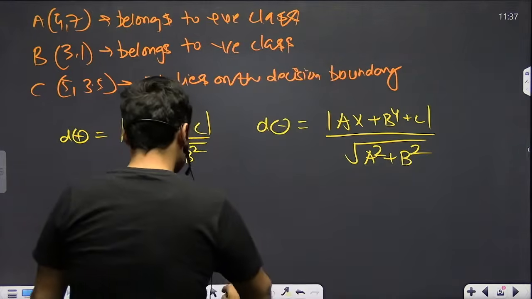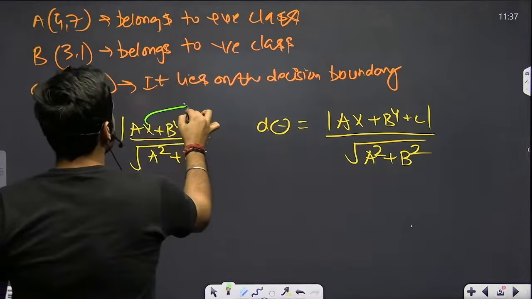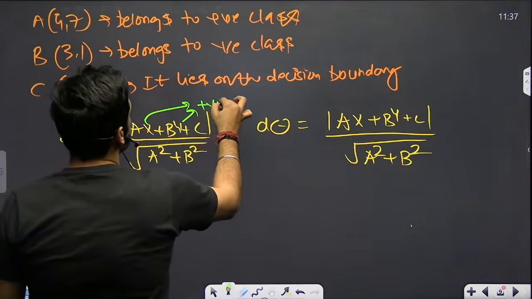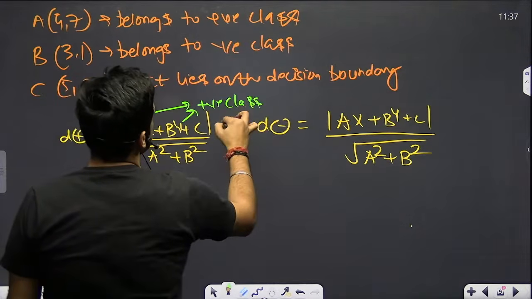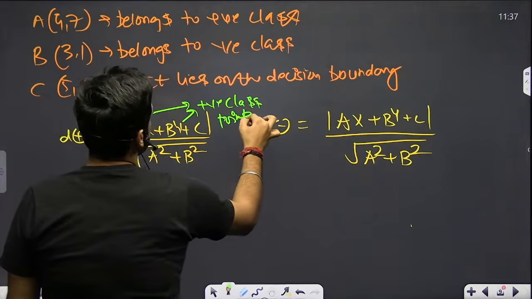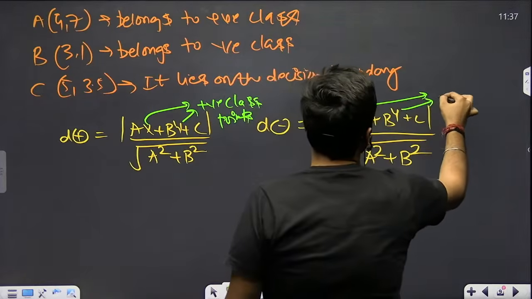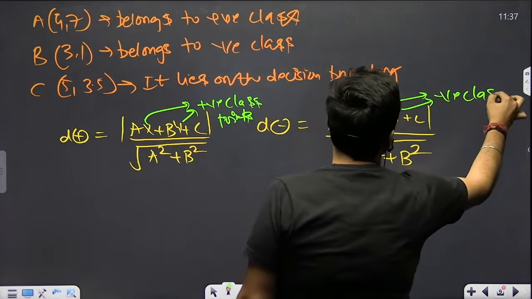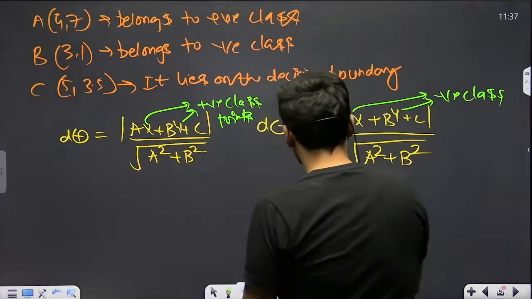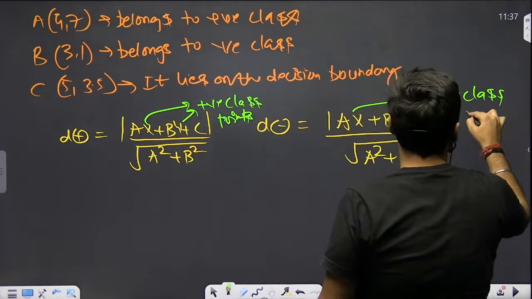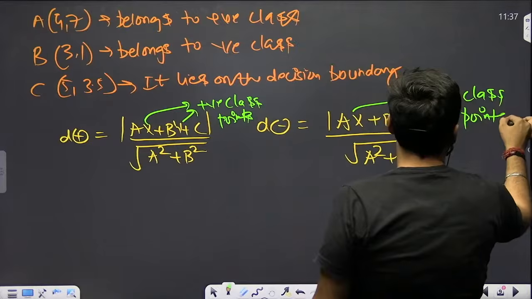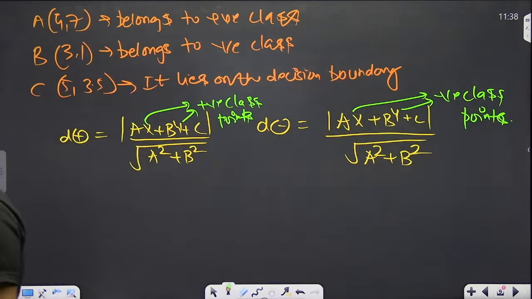So in this x and y, what will I put? In x and y, I would put the positive class points. I hope you are getting this. And here in x and y, I'll put the negative class points.